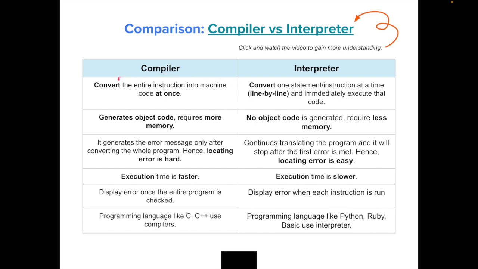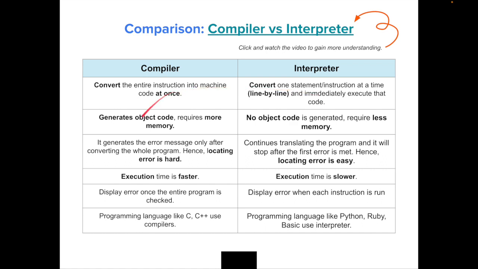So compiler, first we look at the conversion punya input dengan output dia. So compiler dia convert entire instruction into machine code at once. Okay. While interpreter dia convert one statement or one instruction line by line and immediately execute that code. Ni tolong tukar dia punya typo ni.